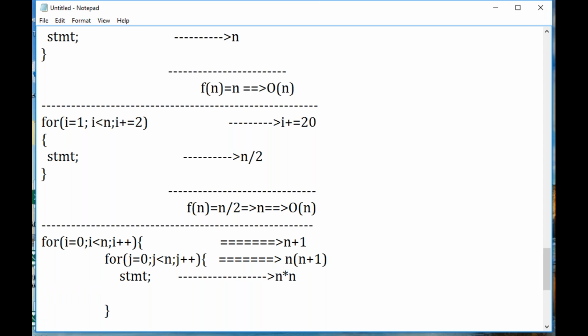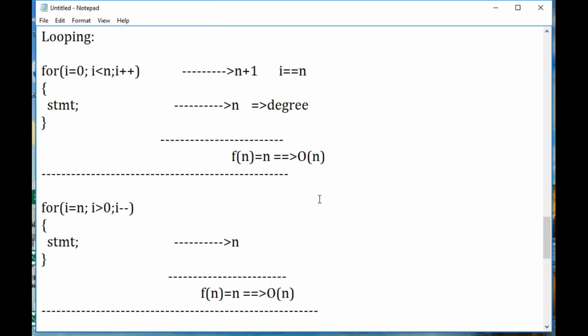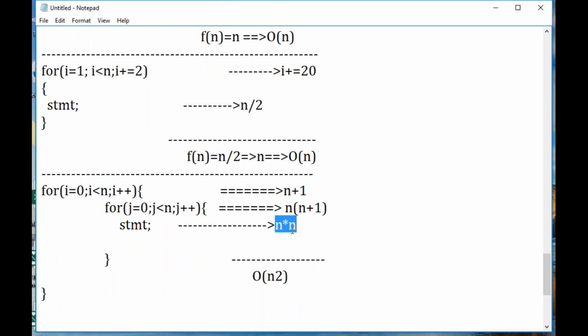So overall, you'll be getting order of n square. It executes order of n square. Is it clear? Guys, we are supposed to consider only this one. The degree we are supposed to consider. Omit all the other things. Consider the degree alone.